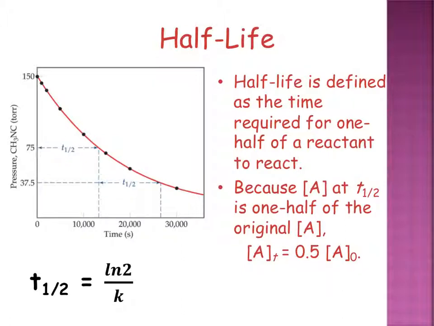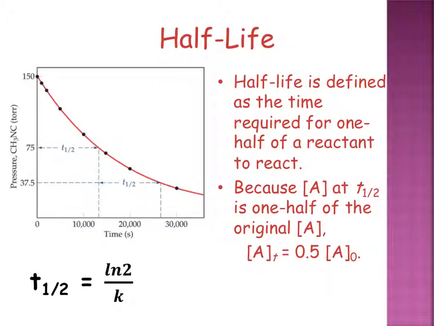Okay, so on this graph, we can see that we started with 150. So half of 150 is 75, right? So whatever that lines up with on the time axis, that's our half-life. That's the time it takes for half the sample to decay. And then 75 cut in half is 37.5. So after that same amount of time, you will again have lost half your sample.